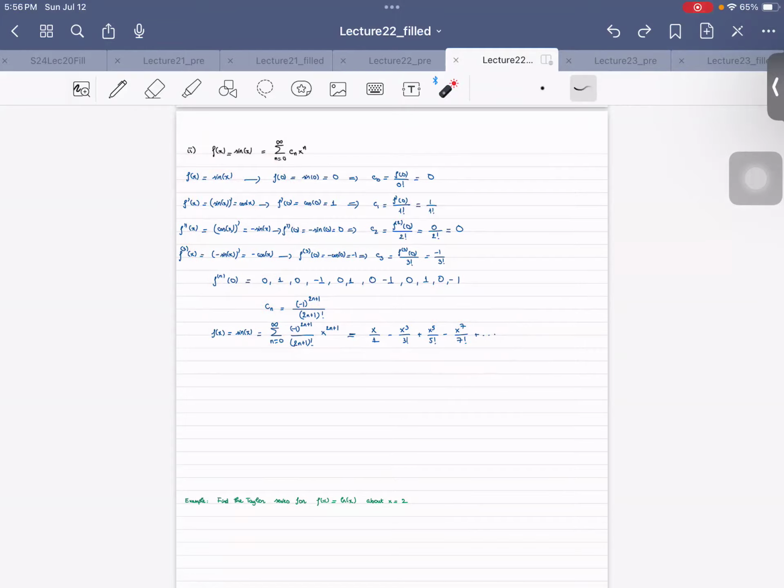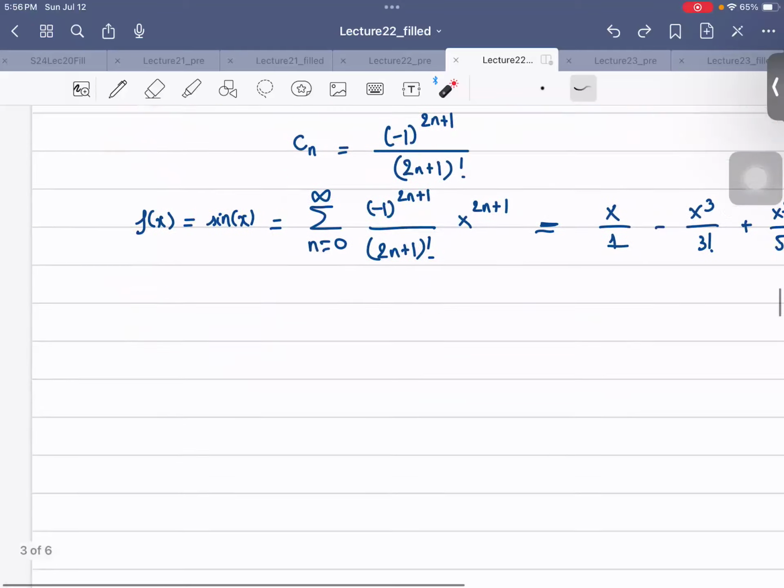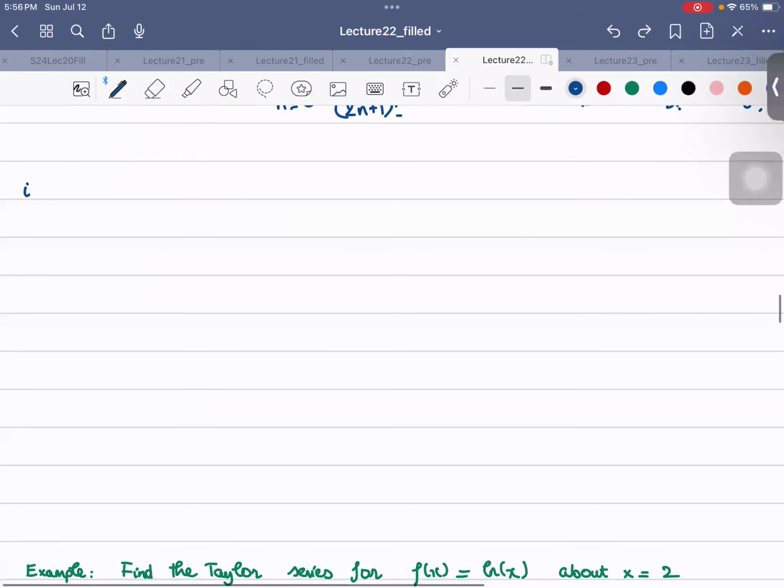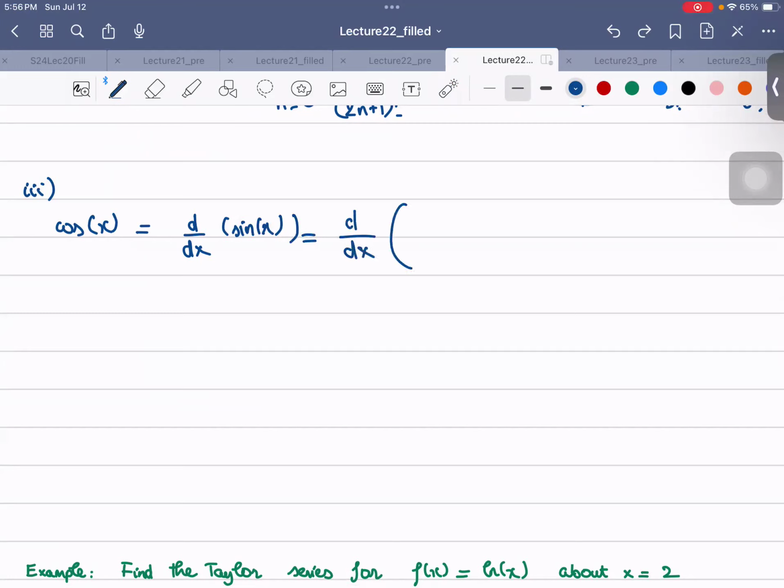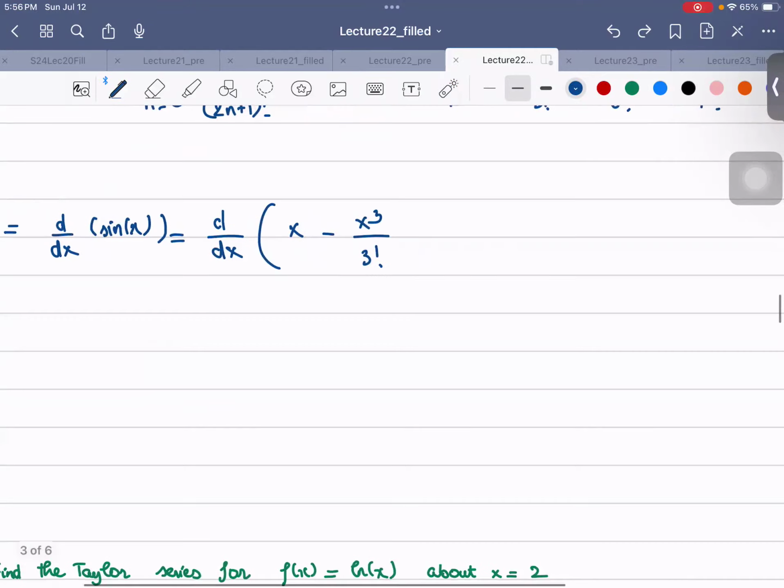You can come up with the similar thing like the sine function, or you can do this way as well. Like we know that the cosine function is the derivative of the sine function, and the sine function has the power series x minus x cubed divided by 3 factorial plus x to the power of 5 divided by 5 factorial minus x to the power of 7 divided by 7 factorial and so on.